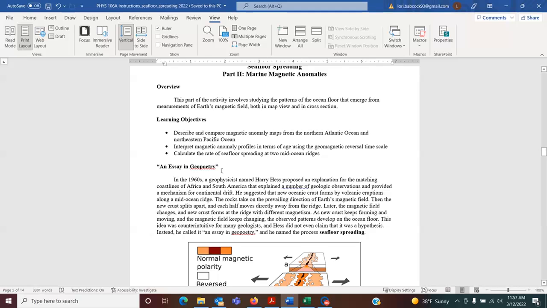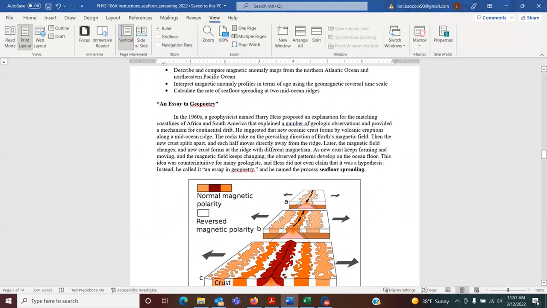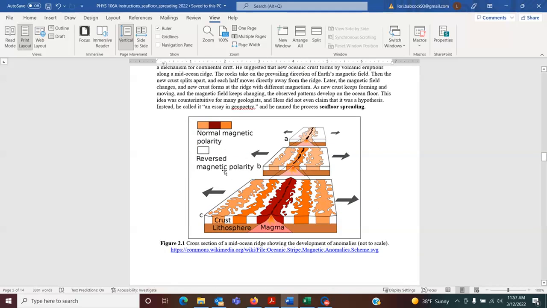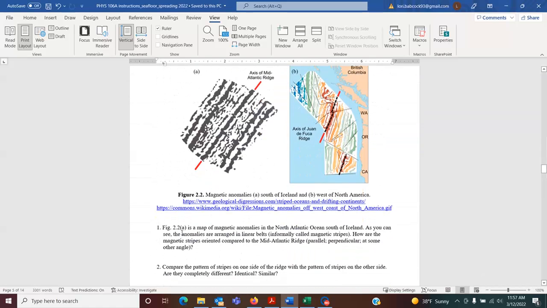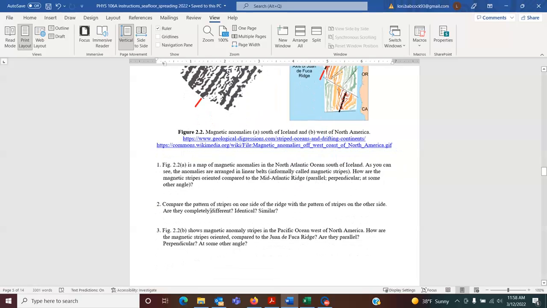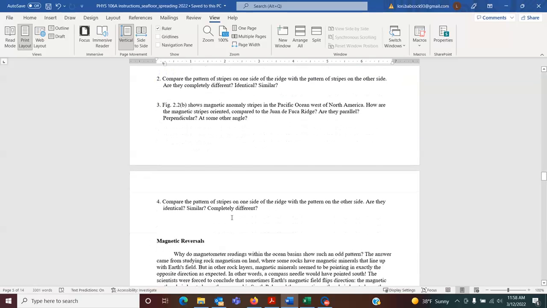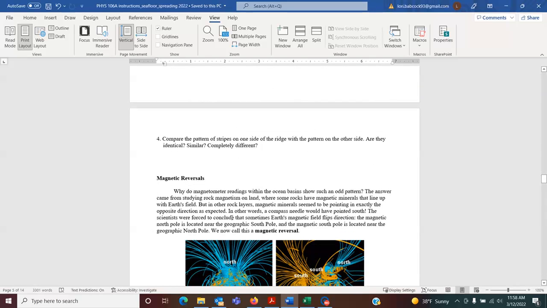This one here, we're going to go through magnetic anomalies, and all the figures that you need to answer the questions are within this Word document, and they're referenced like figure 2.1, figure 2.2. And you're really just making observations on the orientation of the magnetic stripes. So nothing super technical. It's just looking at the orientations, what do you see? And your answers might vary a little bit, and that's okay.